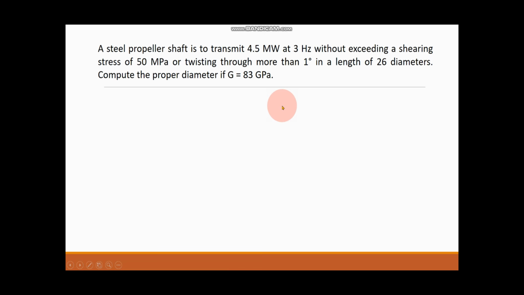A steel propeller shaft is to transmit 4.5 megawatts at 3 Hz without exceeding a shearing stress of 50 megapascal or twisting through more than 1 degree in a length of 26 diameters. Compute the proper diameter if the shear modulus is equal to 83 gigapascal.